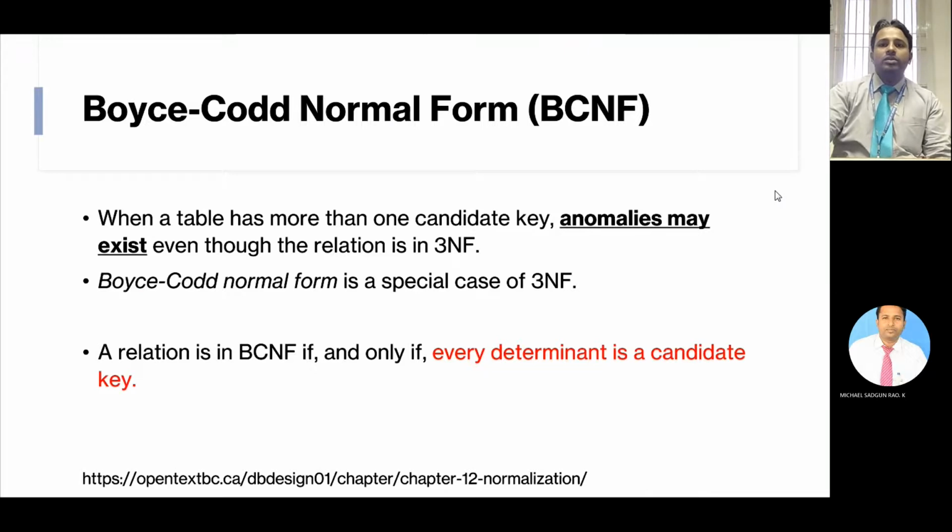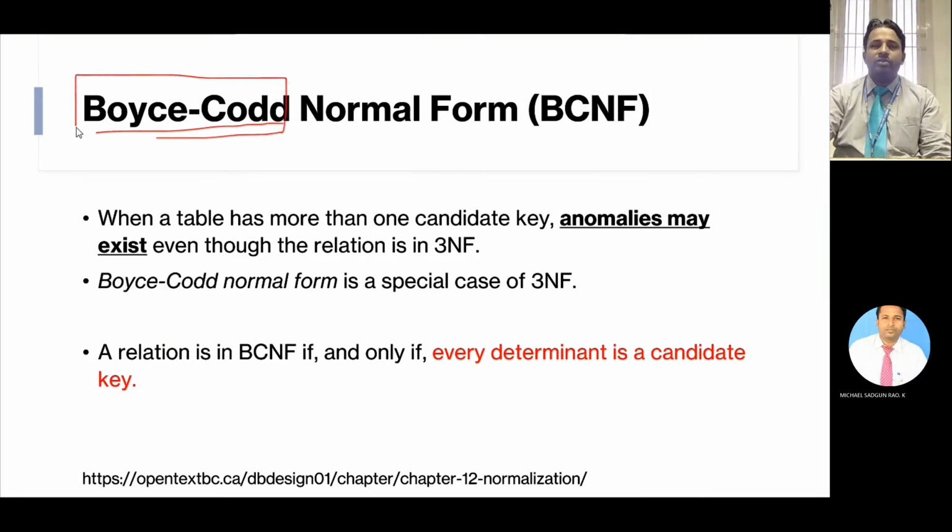Now, after third normal form, there is one more normal form, that's nothing but Boyce-Codd normal form. This is provided by Boyce and Codd, that's why their name is given over here. What they say is that there are some anomalies in third normal form. Even though you say it is in third normal form, some anomalies may exist. So we can say Boyce-Codd normal form is a special case of third normal form. To eliminate the anomalies which are in third normal form, Boyce-Codd normal form is used.